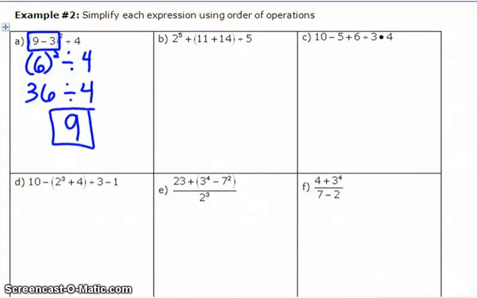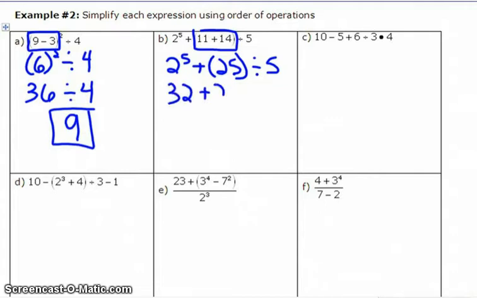Now, B. B says 2 to the 5th plus, in parentheses, 11 plus 14 divided by 5. Again, I have parentheses, so I always do that first. 11 plus 14 is 25. So I have 2 to the 5th plus 25 divided by 5. My next step is exponents. I have an exponent, 2 to the 5th, okay? 2 to the 5th is 32.